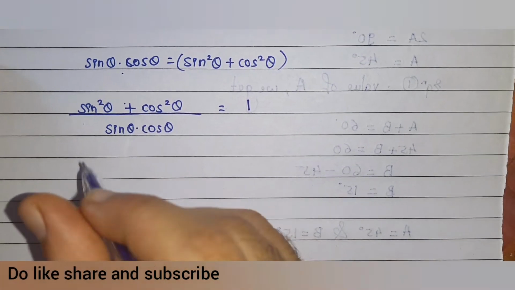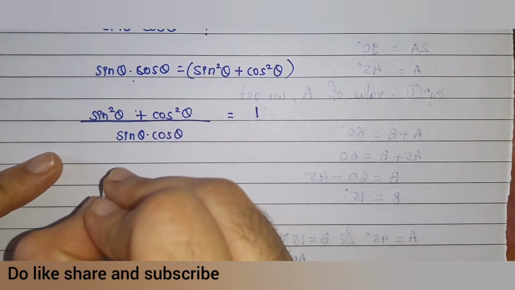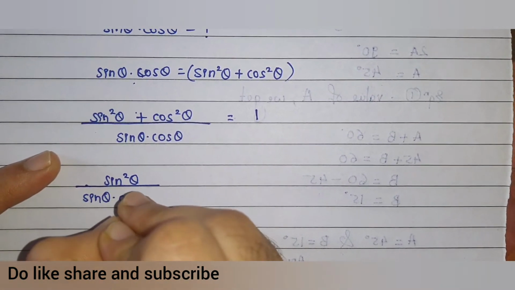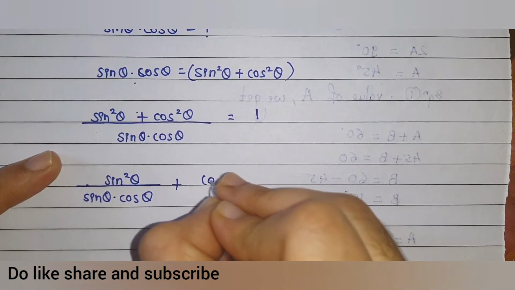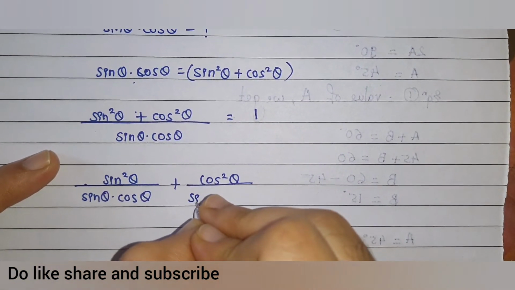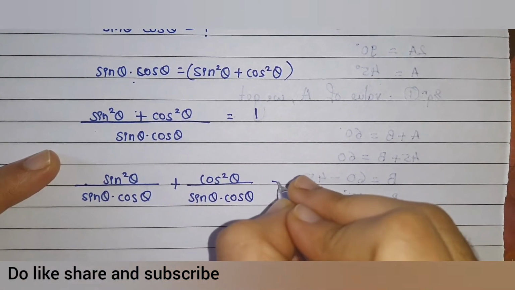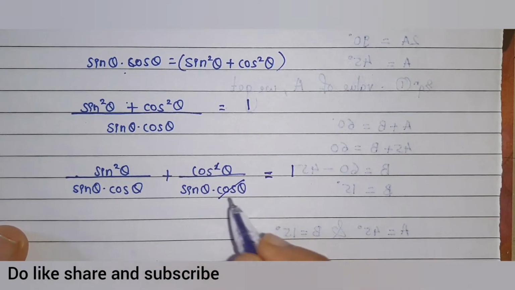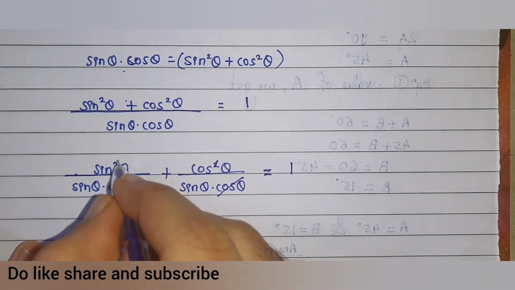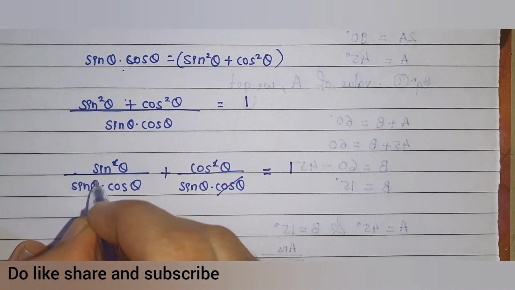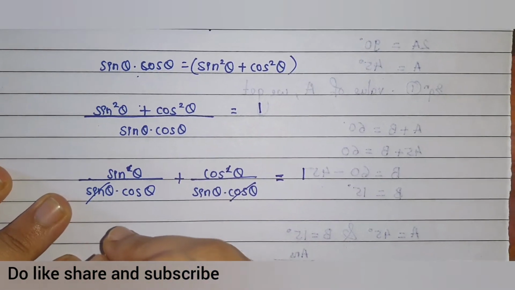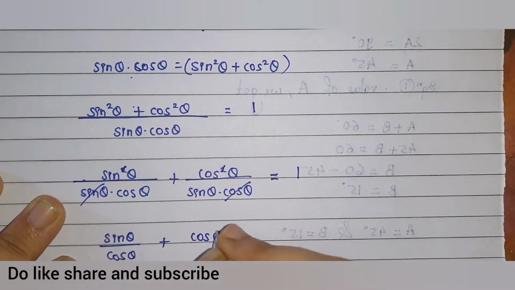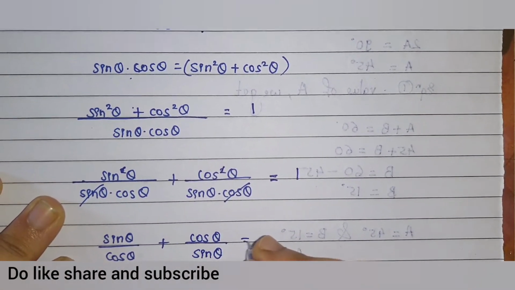Now we'll separate the denominators, so we'll get sine square theta divided by sine of theta into cos of theta, plus cos square theta divided by sine of theta into cos of theta, that is equal to 1. Here the cos theta terms get cancelled, and here the sine theta and sine square theta get cancelled, so we get sine of theta divided by cos of theta plus cos of theta divided by sine of theta is equal to 1.